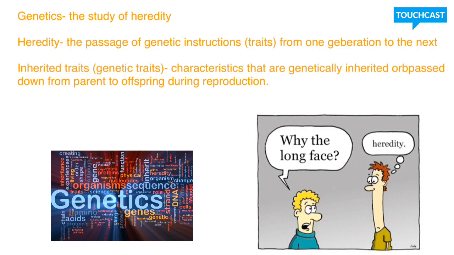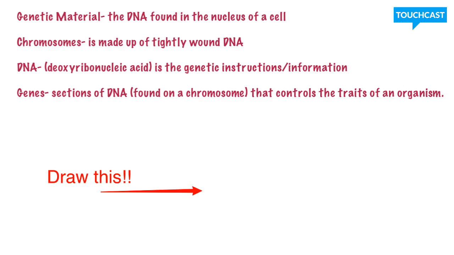reproduction. When we talk about things being passed from generation to generation, the things we're talking about is the genetic material, which is the DNA that's found inside the nucleus of a cell. Within the nucleus of a cell, you also find chromosomes, which are made up of tightly wound DNA. DNA, which is just deoxyribonucleic acid, please say that 10 times fast.